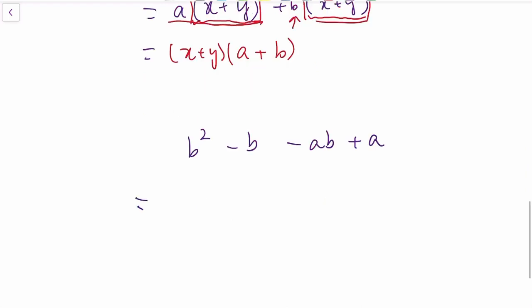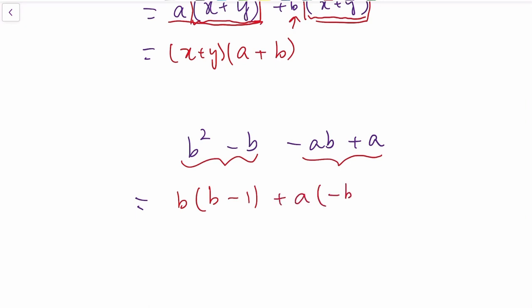Something like this. Then again, maybe the first two is one group, the next two is one group. So from the first two, we'll factor out a b. Then we have b minus 1 left. For the second group, you may think you can take out a. So a is a common factor. Then you have minus b plus 1 left.